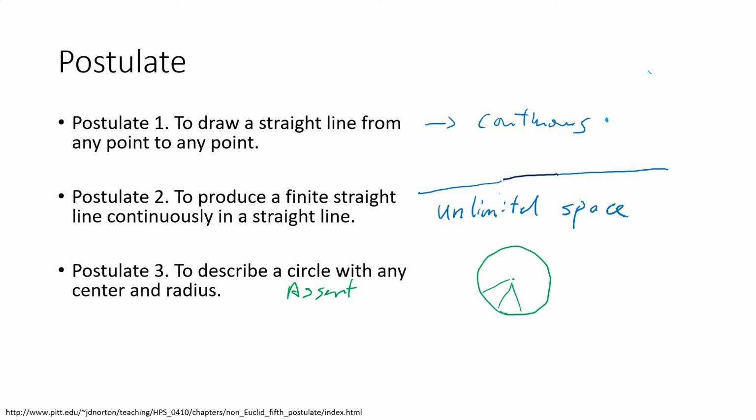Assertion means we assume it exists. The difference between the assertion and the definition is that a definition doesn't make sure it exists. For example, we can define what a ghost is, but it doesn't exist. In the real world, there are no ghosts. It's the same as a unicorn. We can think about a unicorn, we can define a unicorn, but in the world there are no unicorns. So this postulate says, hey, in the world there's a circle. We can draw a circle there.